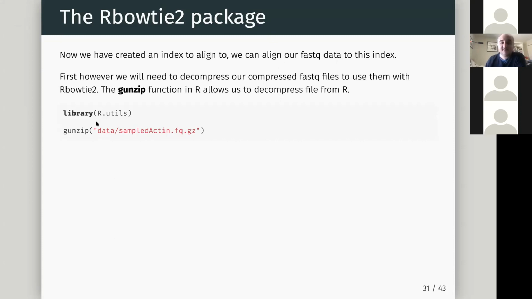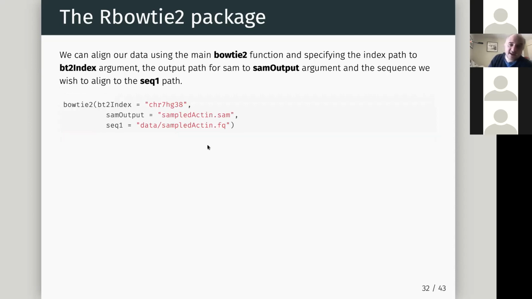Okay, so that means that we're going to have to do some slightly painful things. So we're going to load a library here, R.utils, and R.utils contains a function which allows us to go from a gzip file to a standard unzipped file. So we can just run gunzip, give it the path to our fastq, and it's going to unzip it and make a sampled_actin.fastq. Once we have that sampled_actin.fastq, now we can pass that into our bowtie2 function.